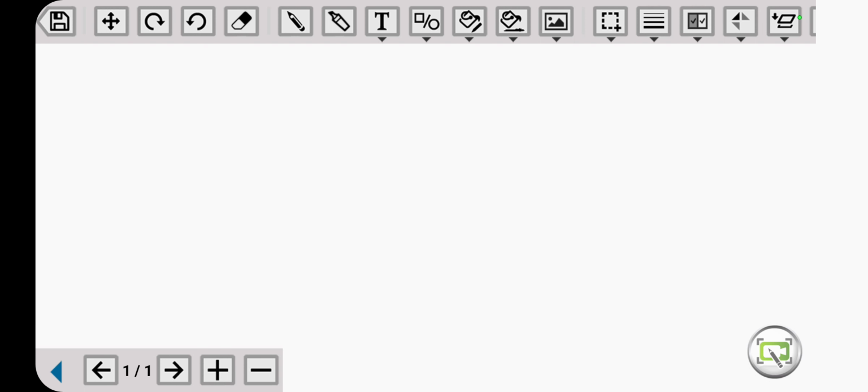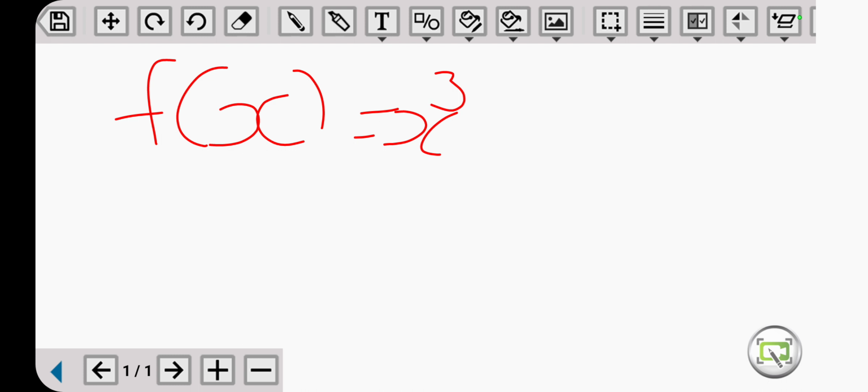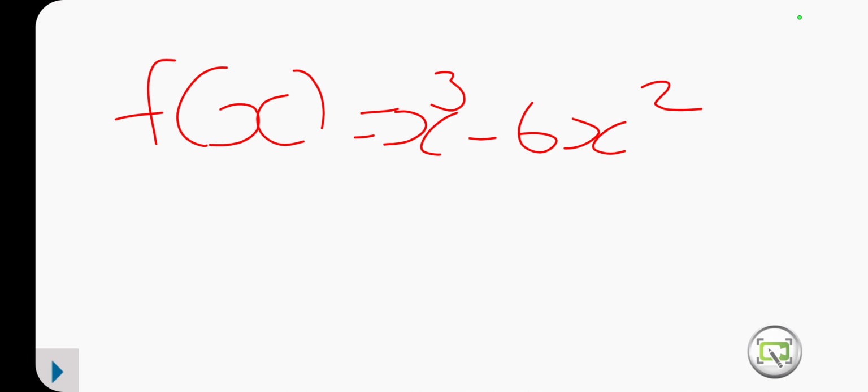Let's look at a specific polynomial graph, or cubic graph, with the following equation: x cubed minus 6x squared. Now, as you can see, there's an x cubed, therefore it will be a cubic graph.